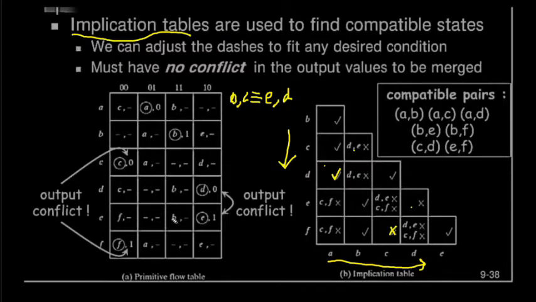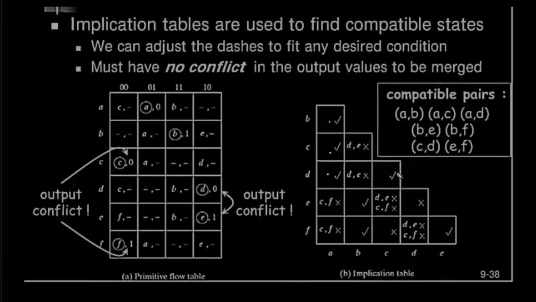C, F, don't care, don't care, don't care, don't care, don't care, B, don't care, don't care, D, E, 0, 1. We can see that the outputs conflict and therefore D and E are not compatible states. So I cross this out, and I can also cross out the cells in which D and E are implied states. Following this procedure, I fill all other cells.